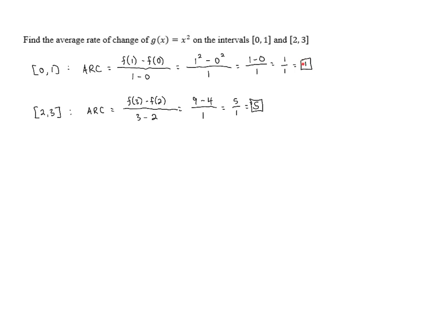So at first, we're going to have a slope of 1 if we look at the secant line between 0 and 1. And then as we move further and further to the right, we've got larger and larger slopes. In fact, if we were to look at any interval that's further to the right of 2, 3, we're going to have a higher rate of change because that graph is getting steeper and steeper and steeper.